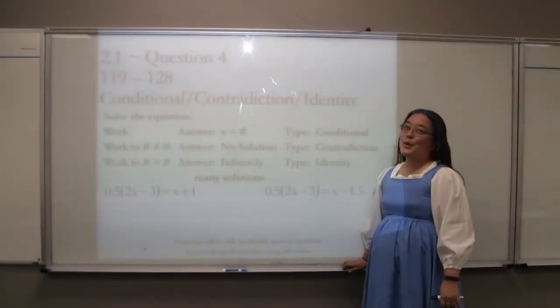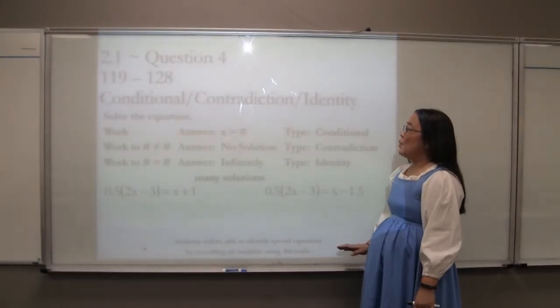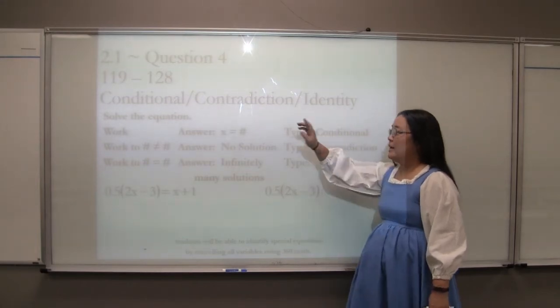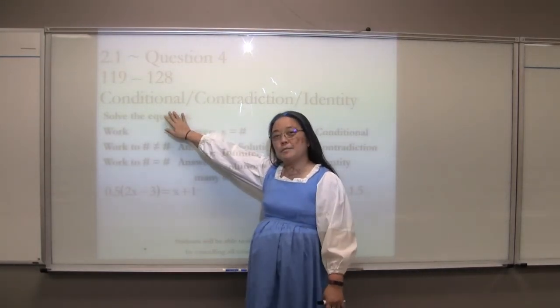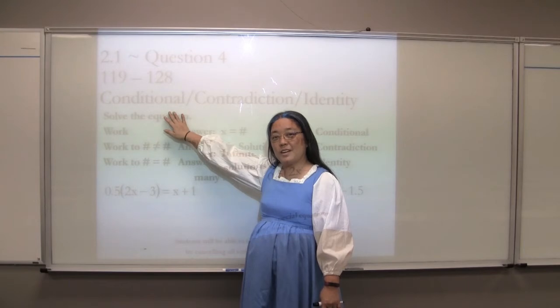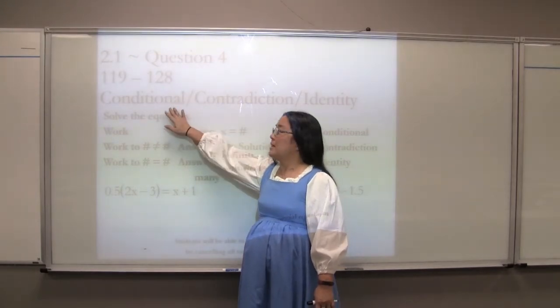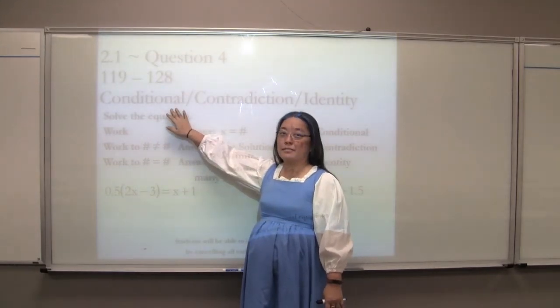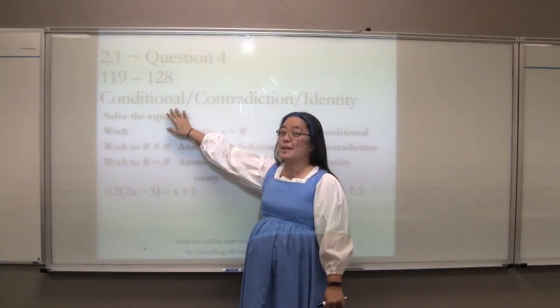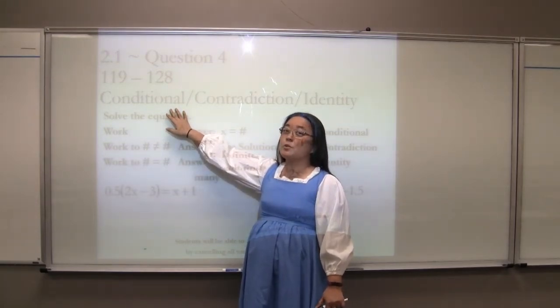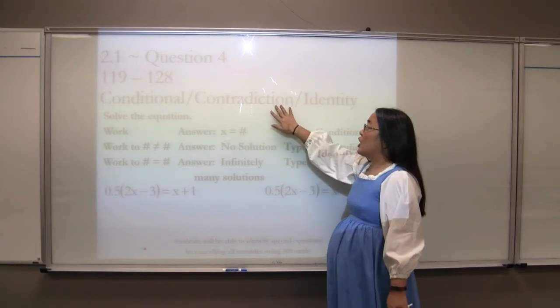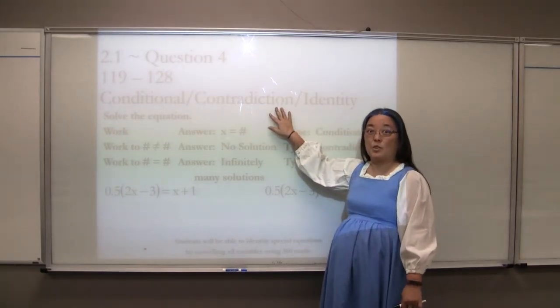Chapter 2, Section 1, Question 4. We're going to learn some new vocabulary. Conditional. We've actually been solving conditional problems this entire time in algebra, meaning that there is a condition that makes the left side equal to the right side. And sometimes that condition is when x is equal to a horrible fraction. A contradiction, something that's not true.